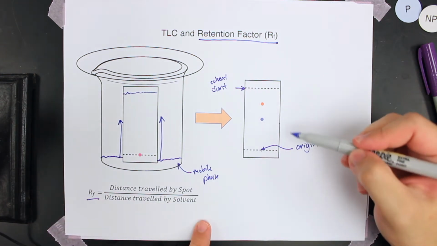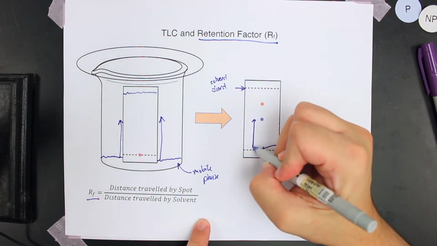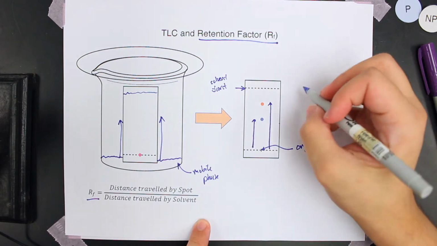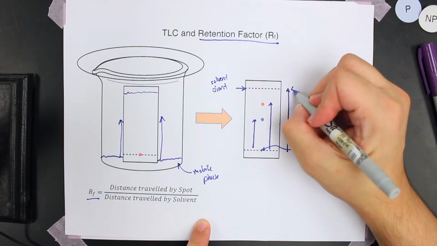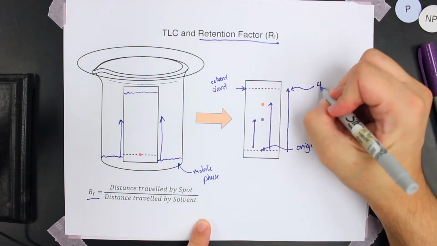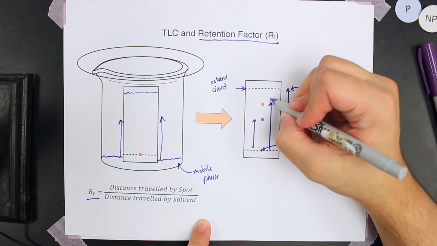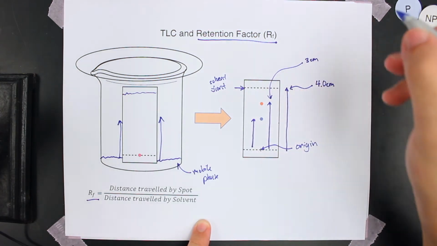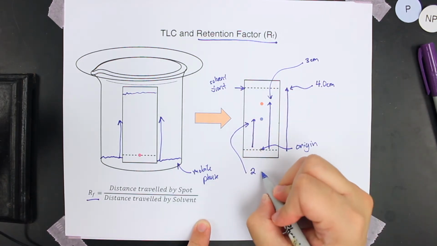Now, in order to calculate the lengths, we would just take this distance here for the blue, this distance here for the red spot, and this distance here for the solvent front. So let's say, for example, that the solvent front, this distance, is 4 centimeters. Let's say that this red spot moved 3 centimeters, and let's say that the blue spot moved 2 centimeters.